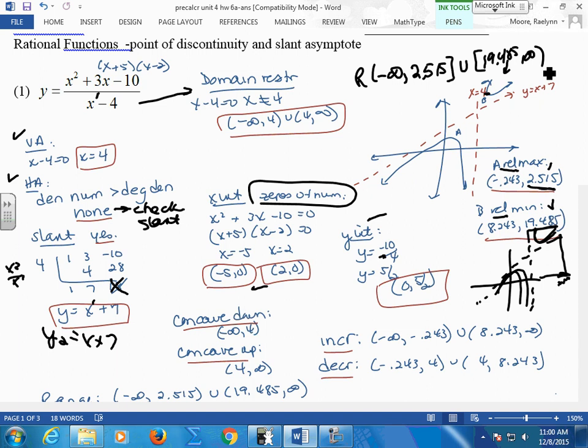Increasing, decreasing, go off of your max and mins. So left to right, I'm increasing from negative infinity till this x value, right here. Then from that x value, whoops, I hit this wall, to this value, I am decreasing. Then I jump up here, I am decreasing from 4 to this x value, and then lastly, increasing from that x value to infinity.